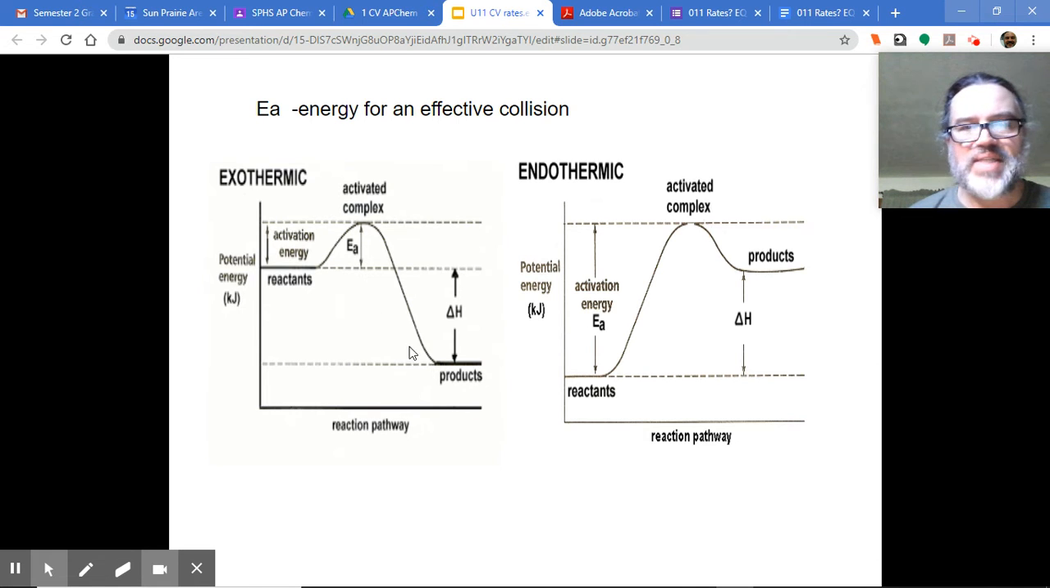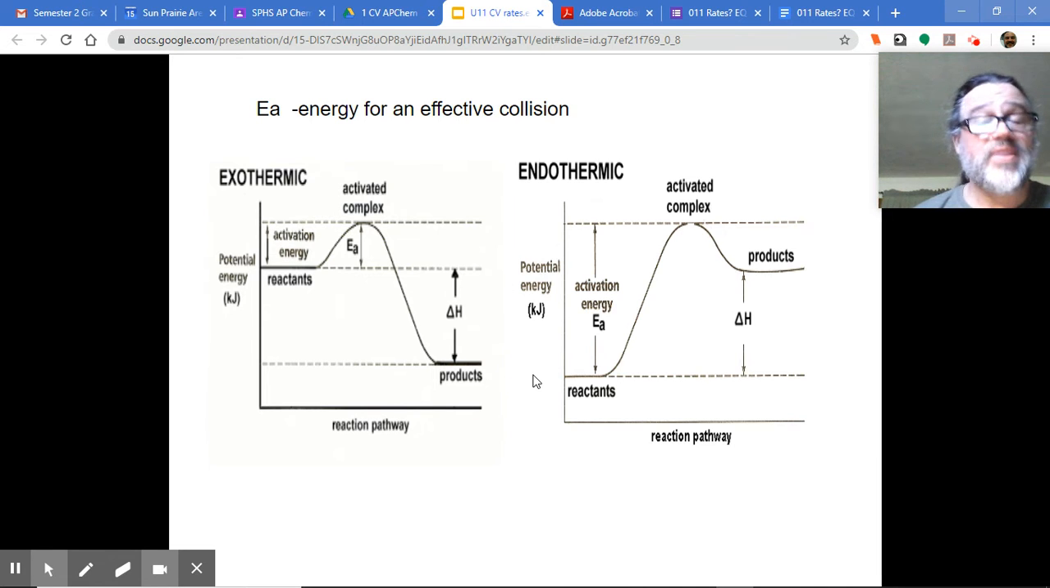Reactants don't spontaneously turn into products. They have to overcome this little bit of energy in order then to rapidly turn into products. So activation energy is that distance between the reactants and the peak that we see in these diagrams. Got to put a lot of energy into this in order to get it started. Once it gets started, it'll go.